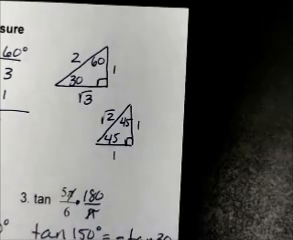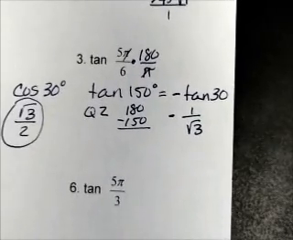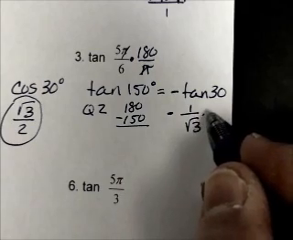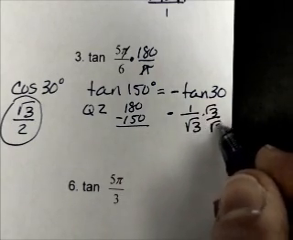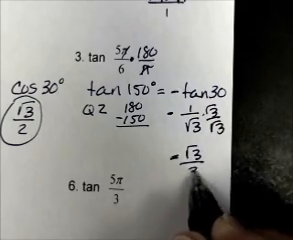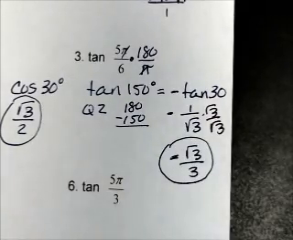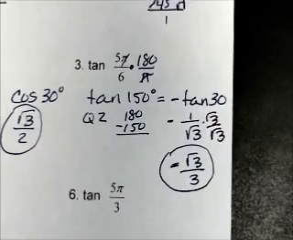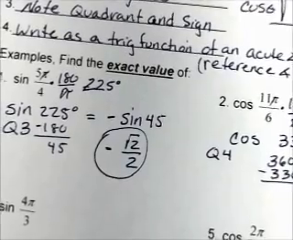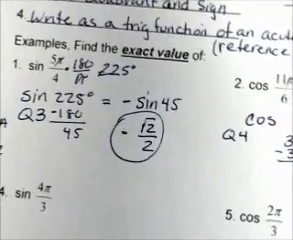Let me bring down my negative. Oh, sorry about that. There we go. So it's negative 1 over square root of 3. And let's just rationalize that denominator. We'll multiply by square root of 3 over square root of 3. So we end up with negative square root of 3 over 3. That's our exact value. Okay, so it might be a good thing to, at this point, pause the video and try the next 3 on your own.